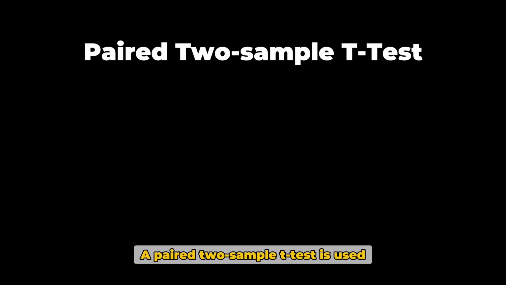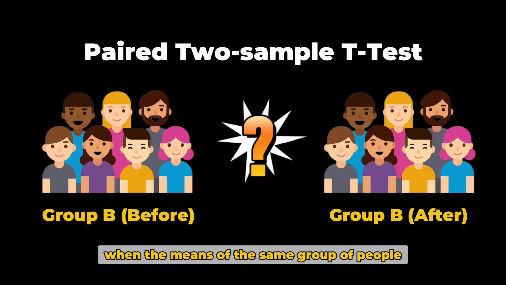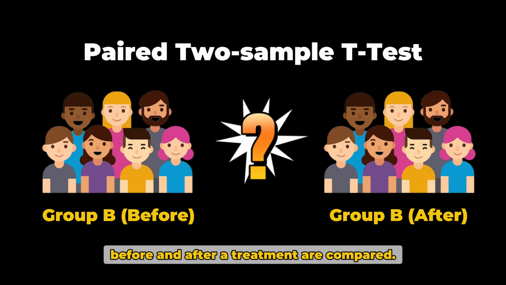A paired two-sample t-test is used when the means of the same group of people before and after a treatment are compared.